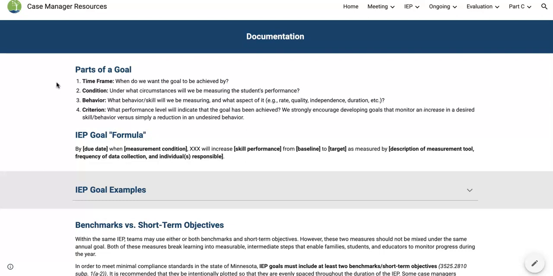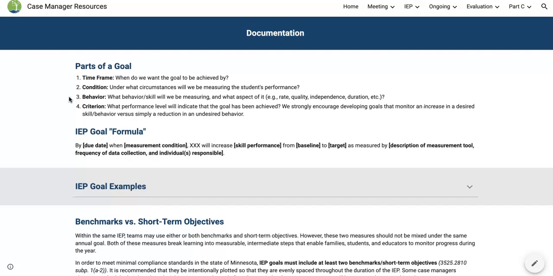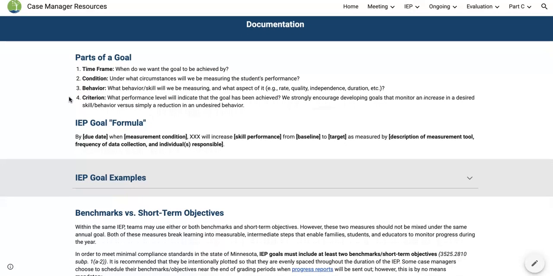There are some times where you might have a goal with a shorter timeline. For example, if you're doing an amendment and adding a goal in the middle of the year and it's going to end at the same time as the annual IEP. It could also be if a student moves in at a different time, and you're going to want to adjust that a little bit. So you can have this be different than 1 year, but almost always they're going to be 1 year, based on that annual IEP date.